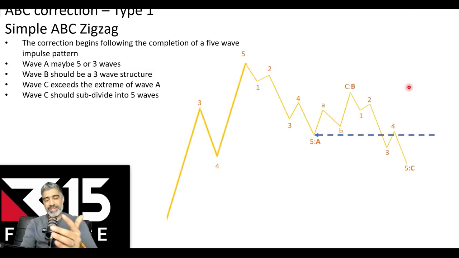Now the example I'm going to use today is Matic Polygon. It's not actually a wave ABC. The Polygon one actually does something called a running ABC correction, which doesn't exceed, but you'll see this pattern. But we should always anticipate an ABC zigzag because this is the most common. It's the easiest to project in advance.